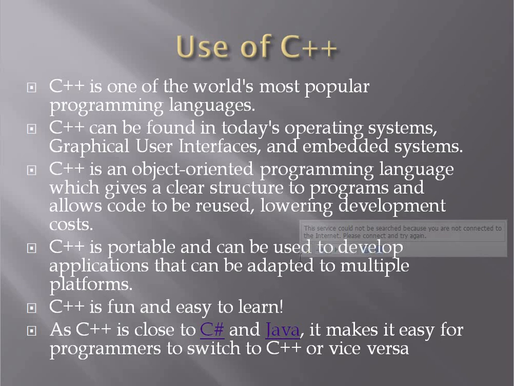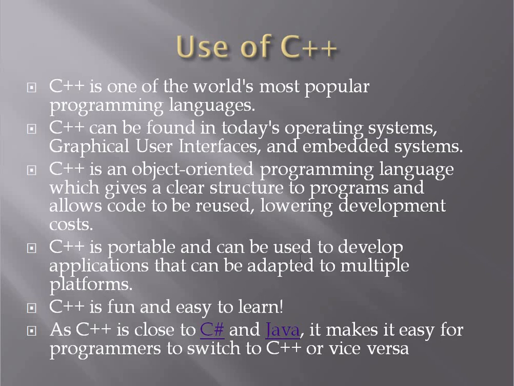Use of C++. Various kinds of use are there for C++. C++ is one of the world's most popular programming languages. C++ can be found in today's operating systems, graphical user interfaces and embedded systems. What is an embedded system? An embedded system means we can do the programming and it is embedded within systems or devices.